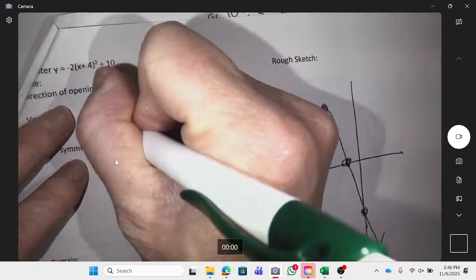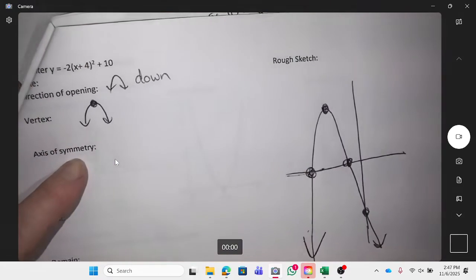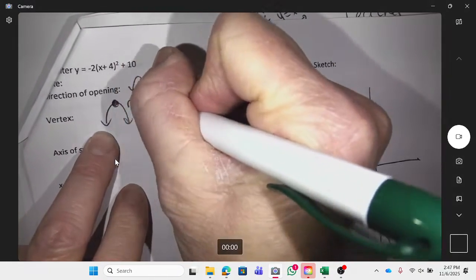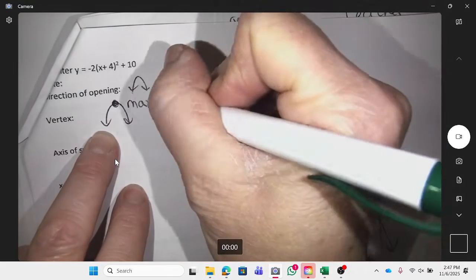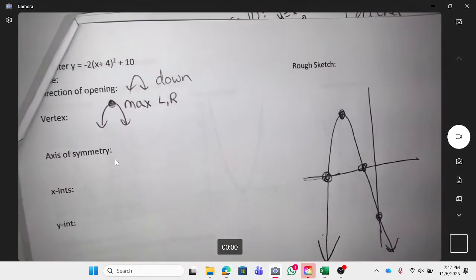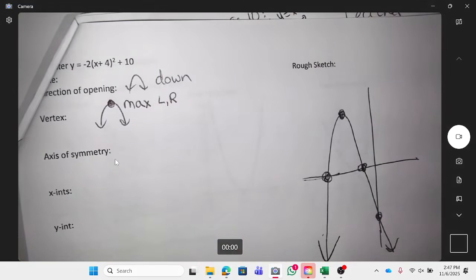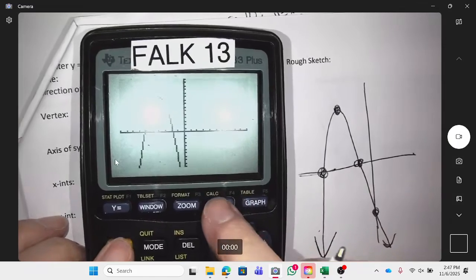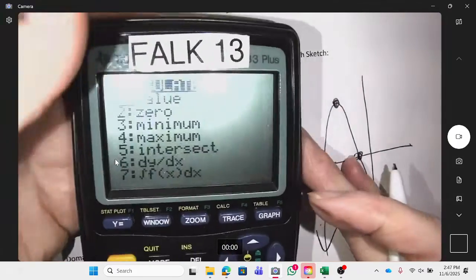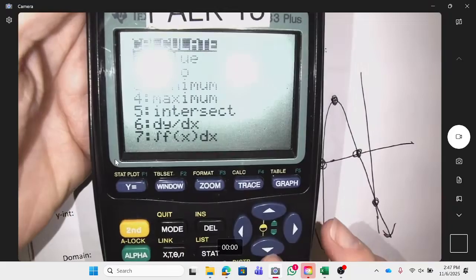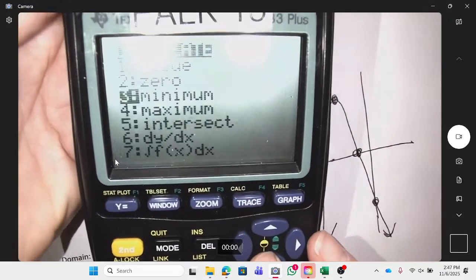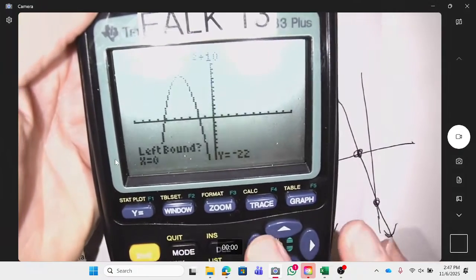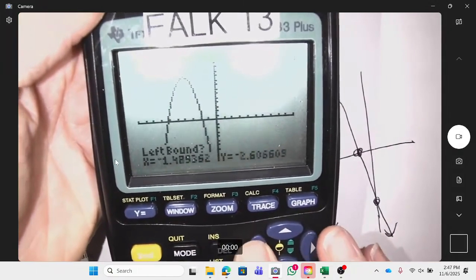The vertex. So we are going to calculate it. In our calculator, we're going to do a max. And remember, we're going to put the mouse on the sides of it, the left and right. This is called second trace because it gets you to your calculations. We decided our vertex was on the top, so you want to figure out a maximum. Enter. Okay, where's your mouse? Find your mouse.